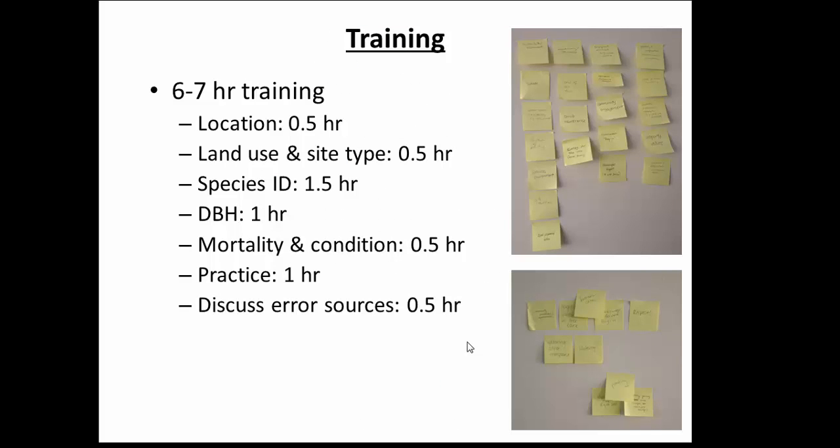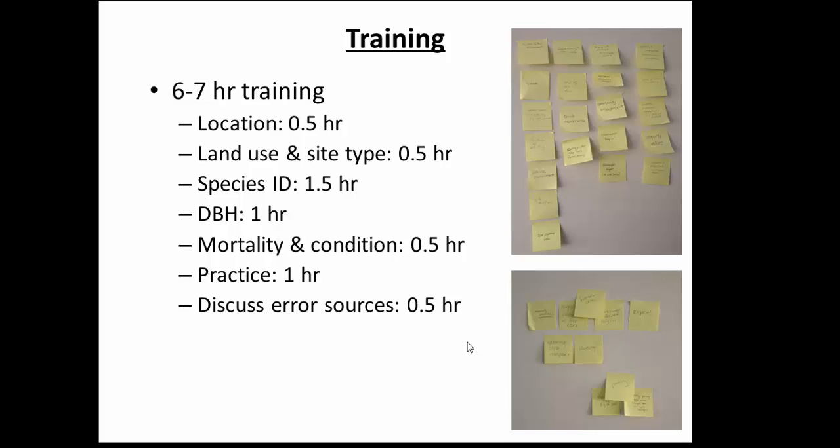So speaking of training, all of these crews received a 6 to 7 hour training. Sometimes it was over 2 nights. And we broke down, just for this audience, I thought you might appreciate how long we spent on different components. So 1.5 hours total on species ID, 1 hour total on DBH. And then we all practiced outside together for an hour. And finally, spent about half an hour discussing error sources.